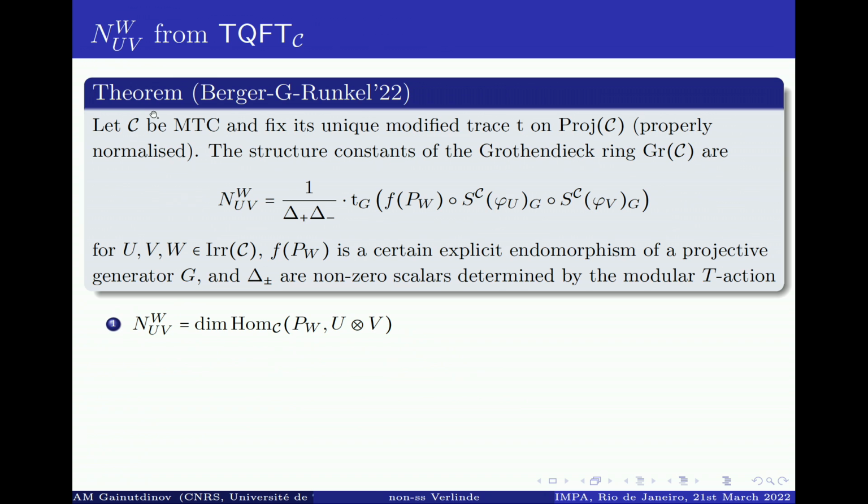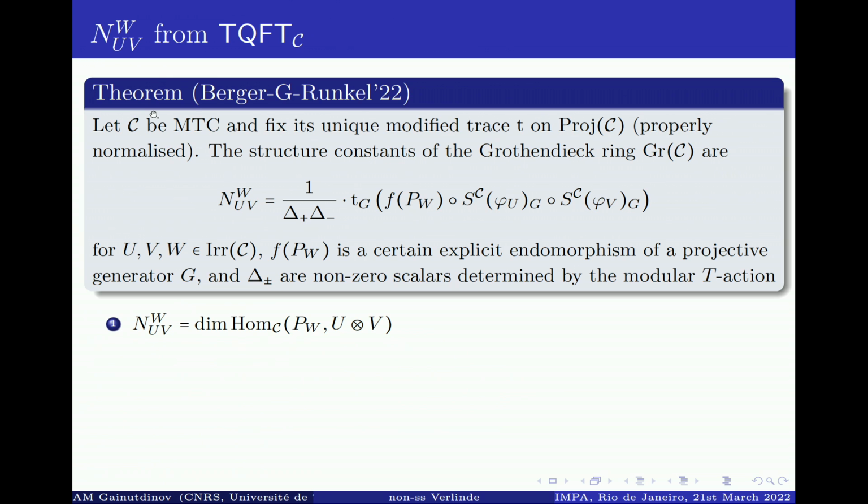And in our recent theorem with Berger and Ingo, we proved the following variant of the Verlinde formula. It expresses the structure constants in the Grothendieck ring in terms of values of modified trace of certain operators. So here, delta plus and delta minus are some non-zero scalars determined by the modular T action. And F_P(W) is a certain explicit endomorphism of the projective generator G. And the S_C(phi_U) are these Hopf links that we discussed previously.